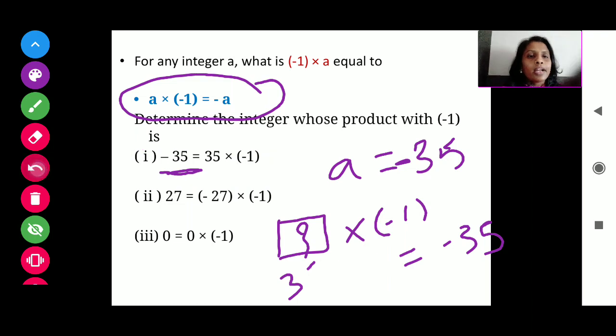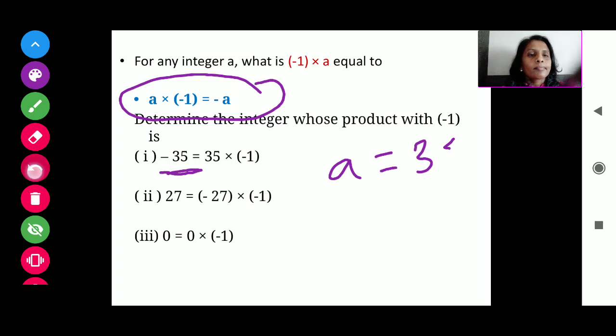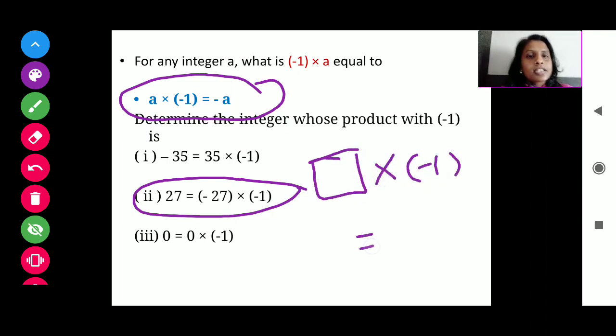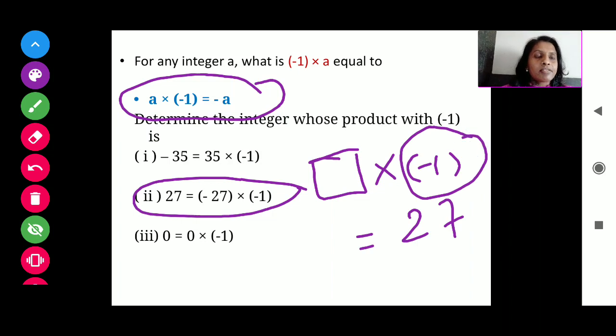Understood? Now again, this is like this. Minus 1 is equal to 27. So there is a positive sign. So how many times will we take the negative sign? We will have a positive sign in our answer. Already we have no negative sign here, so one more negative sign we want. So 27, and we will take the minus sign.